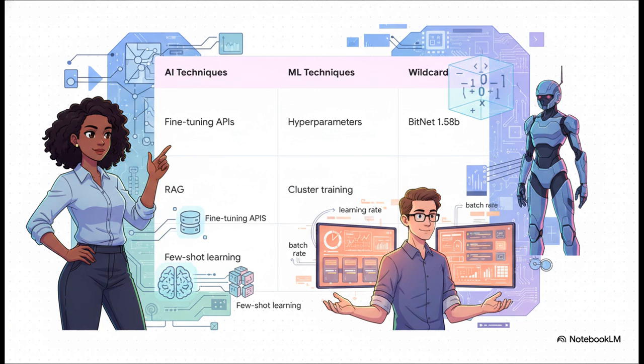Step 6. Model training. For the AI path, you're looking at fine-tuning APIs, RAG, and few-shot learning. You use these to guide model behavior without doing permanent, expensive weight changes from scratch. If you're an ML engineer, you'll be deep in hyperparameter tuning and cluster training to deeply optimize batch sizes and learning rates on high-performance GPUs.